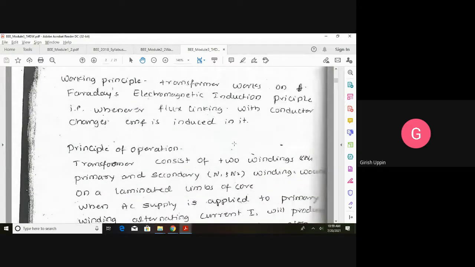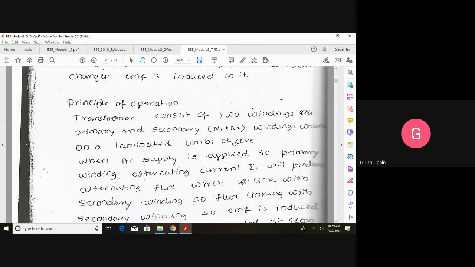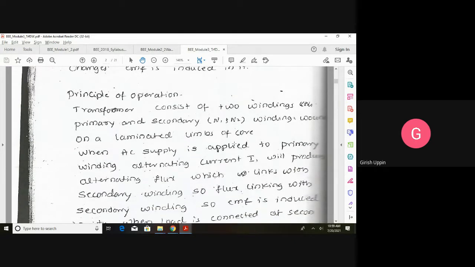Transformer works on Faraday's electromagnetic induction principle. That is, whenever flux linking with a conductor changes, EMF is induced in it. Principle of operation: a transformer consists of two windings, as I explained, the primary and the secondary winding, having turns N1 on the primary side and N2 on the secondary side, wound on the laminated limbs of a core.